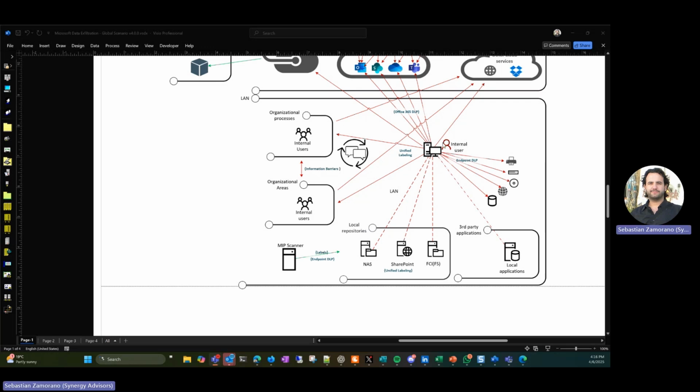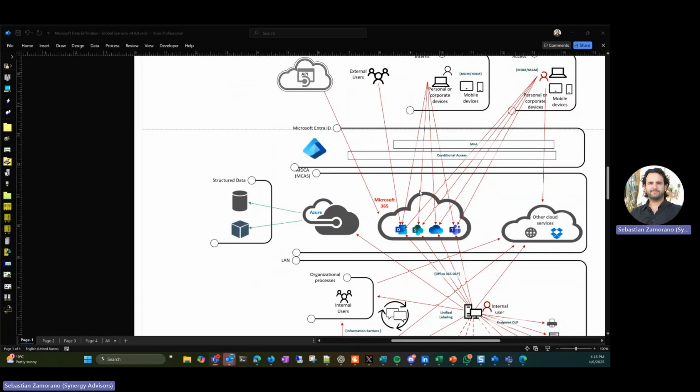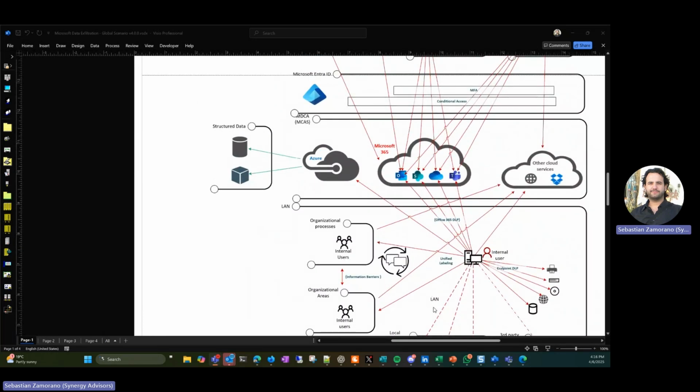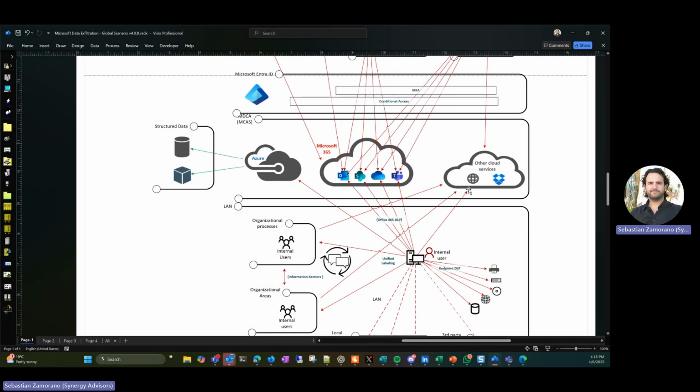Then this same user can share with areas inside the organization, with processes that cross several areas. This same user is sharing in all these cases. Then the same user starts storing some information in the cloud, on third-party cloud services, on Microsoft 365 services, or in Azure.